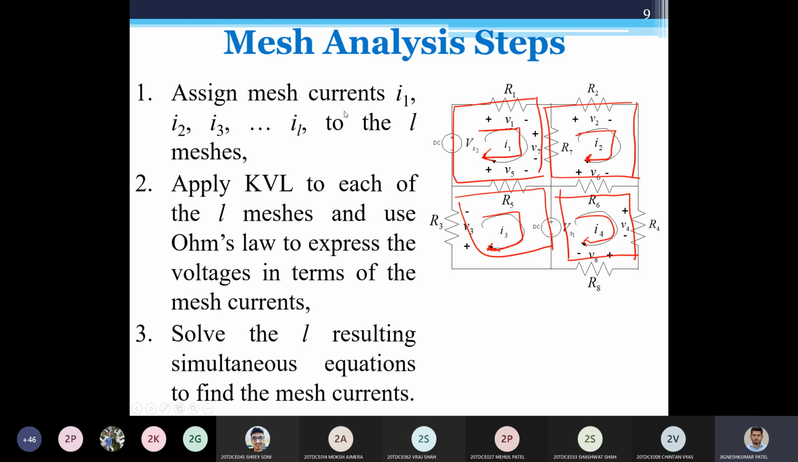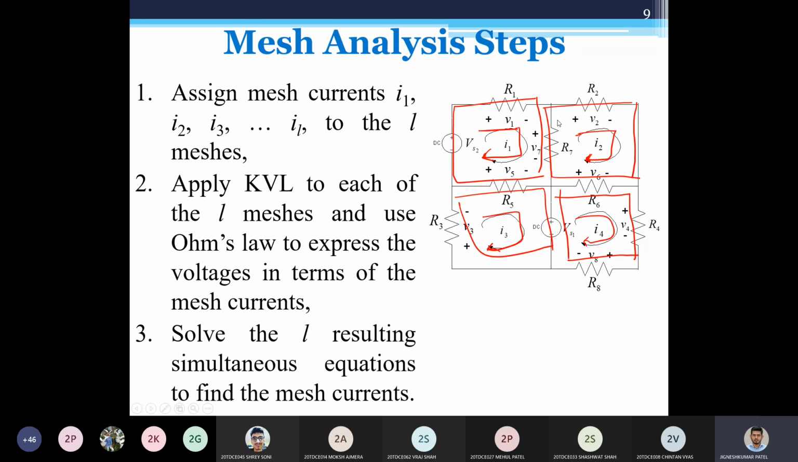So assign the mesh currents I1, I2, I3, according to the number of meshes. Whatever number of meshes there are, you have to apply this to each individual mesh. So this is my mesh current I1, I2, I3 and I4. Then in the next step, I'll apply KVL to each of the meshes.